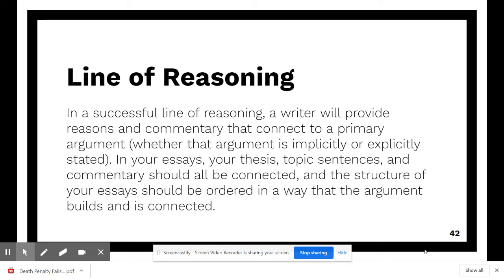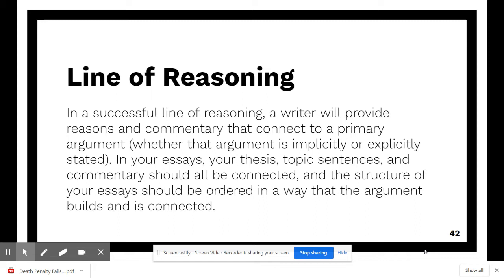A successful line of reasoning means you're going to have reasons and commentary that connect to a primary argument. So basically, you're going to have a thesis, supporting points, and commentary and evidence that's connected. There should be a clear connection between all of those. In arguments that you read, sometimes the thesis or primary argument is not going to be stated explicitly. Sometimes it will be implied, but it should still be there.